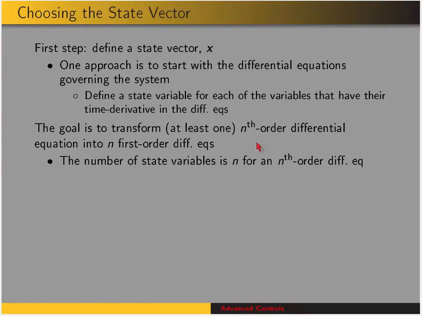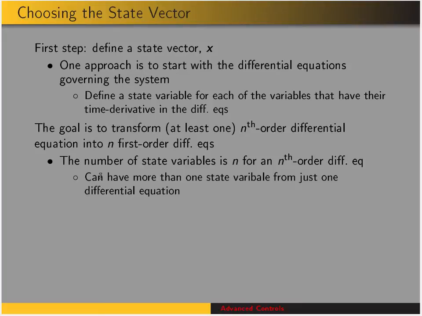And so our goal is to transform an nth order differential equation into n first order differential equations. This means that the number of state variables is going to be n for an nth order differential equation. So if we had a spring mass damper system, which would be a second order differential equation, we'd have two state variables.